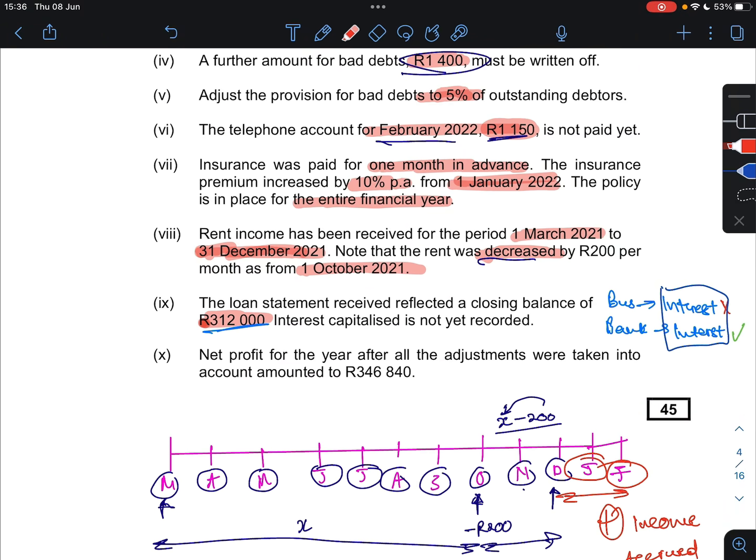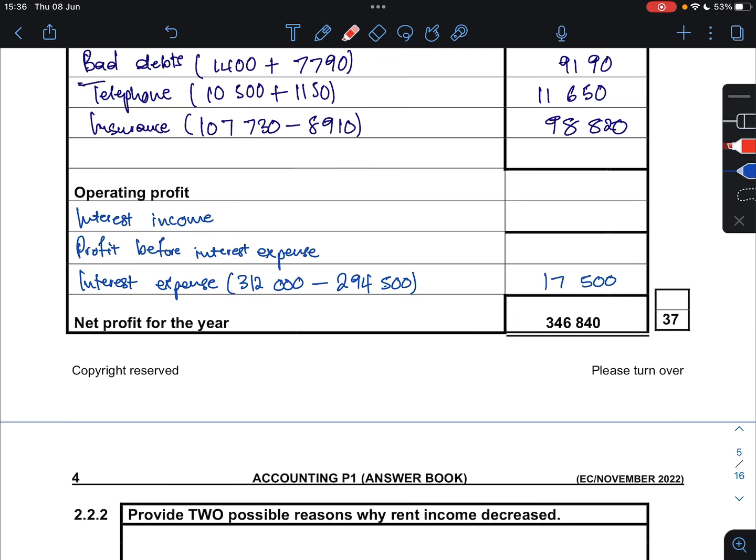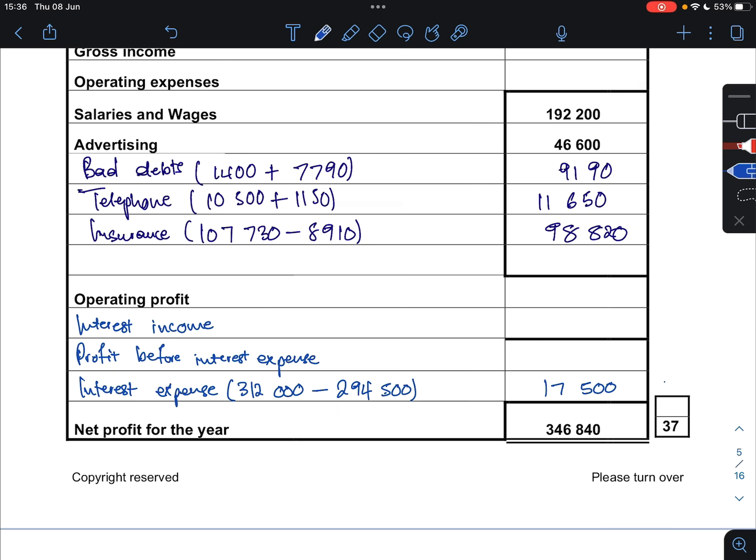So the last adjustment says the net profit for the year after all adjustments were taken into account amounted to 346,840. So we are given that, and then we are supposed to work our way backwards to finding our interest income, our operating profit, but we are still not done. Before that, we can calculate our profit before interest expense.